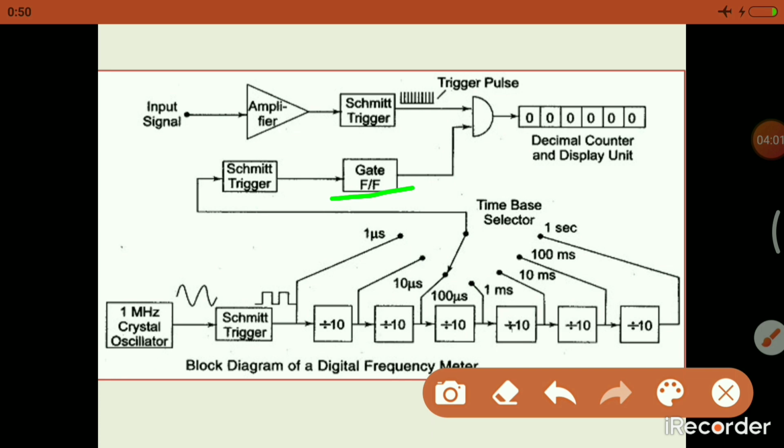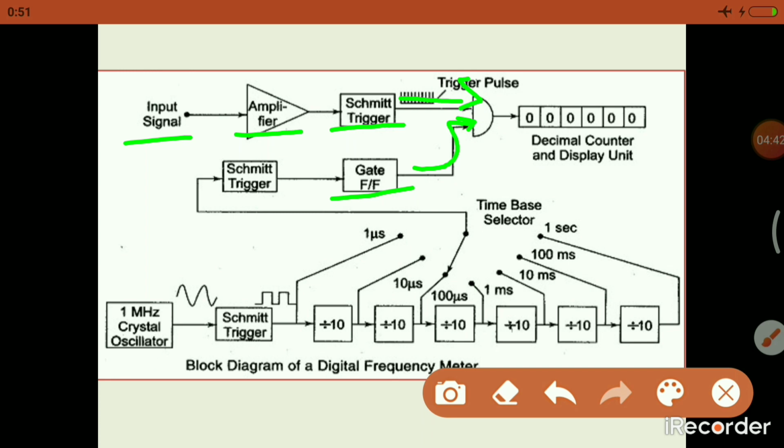Now this reference signal is given to one input of an AND gate. Now the second input of the AND gate is from the input signal of unknown frequency. It is given to an amplifier circuit to amplify the signal or to attenuate the signal. It depends on the magnitude of that signal. Then it is given to the Schmitt trigger. The function of the Schmitt trigger is to convert a sinusoidal waveform into a square waveform, and it is given to the other input of the AND gate.